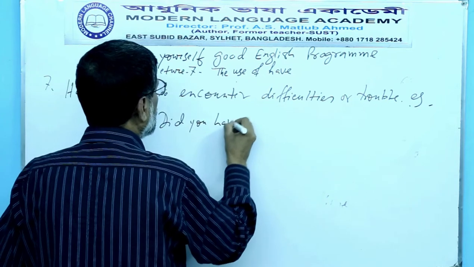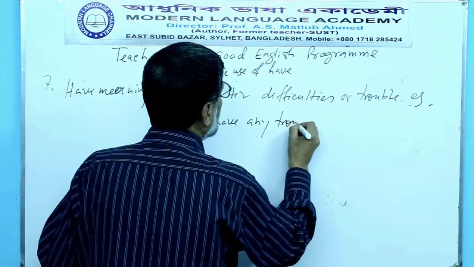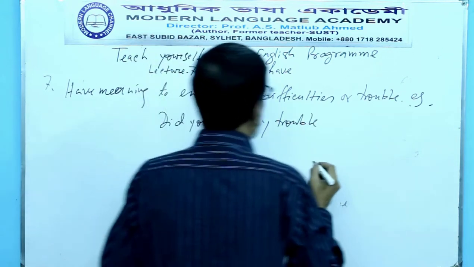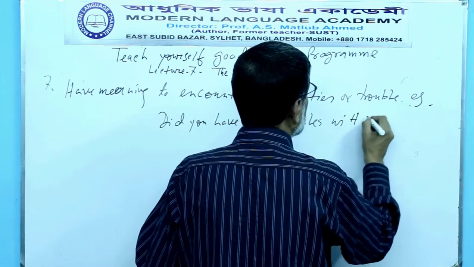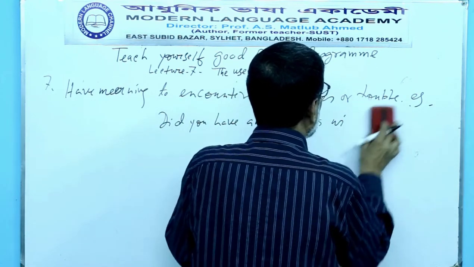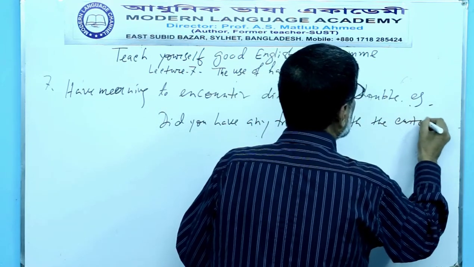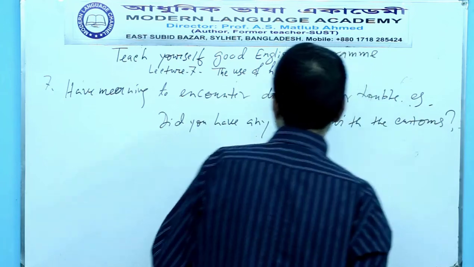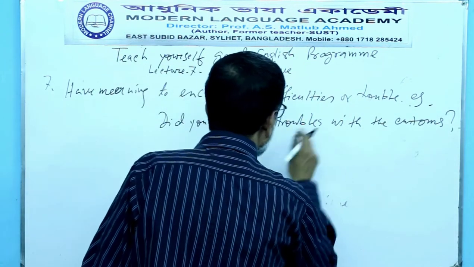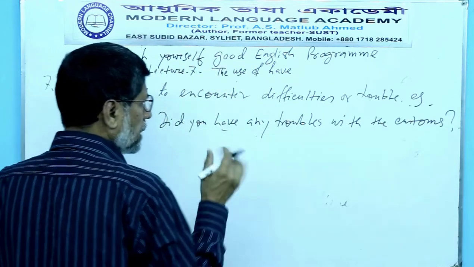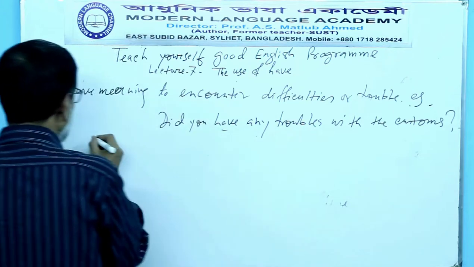Did you have any trouble? Any troubles with your journey, with the customs? Did you have, this have means to encounter, mukhamukhi or sammukhin hua. তোমার কি কোনো অসুবিধা হয়েছিল উইথ দ্য কাস্টমস, বিমানবন্দরের কাস্টমে তোমার কি কোনো অসুবিধা হয়েছিল?